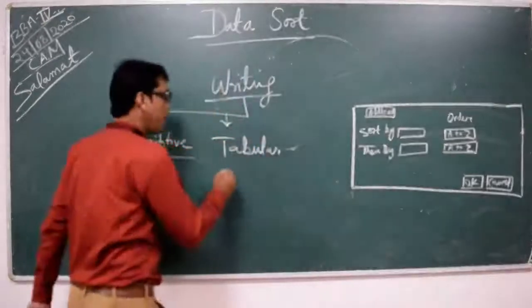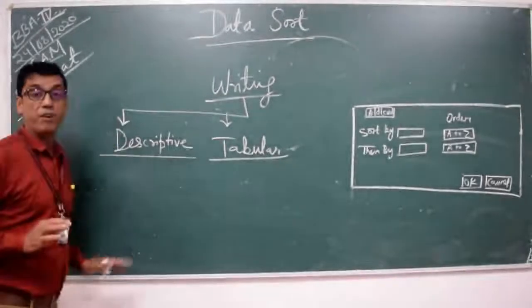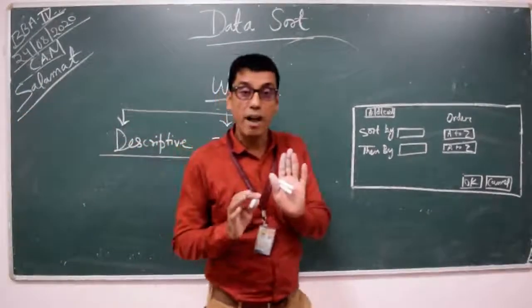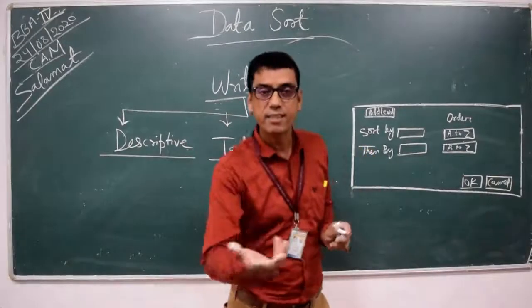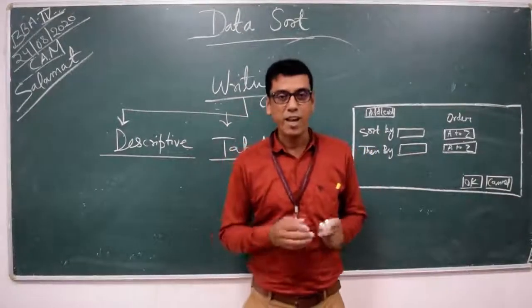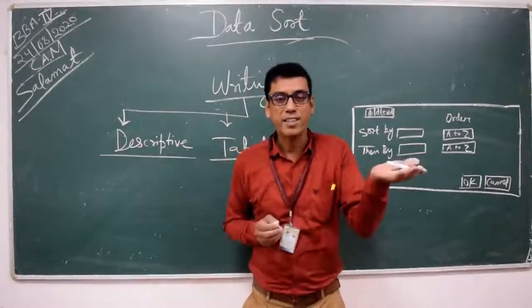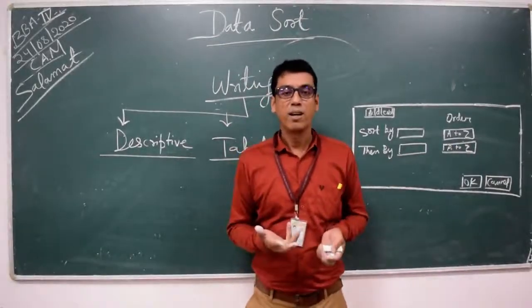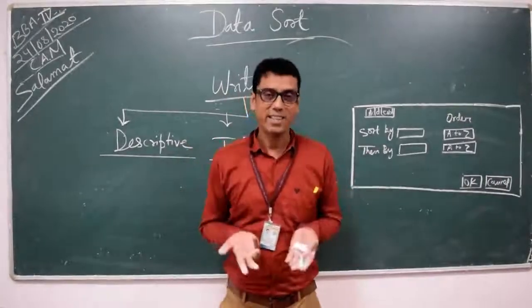Now, what happens in the case of tabular writing? See, in the case of descriptive writing, we have a set of rules. We cannot say "I eats." We cannot say "he go, he eat." We have a rule: "He eats" is correct, "I eat" is correct.